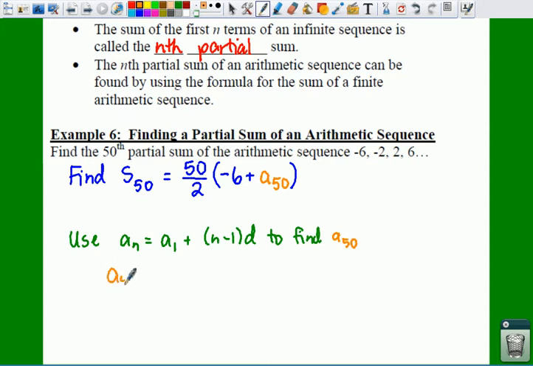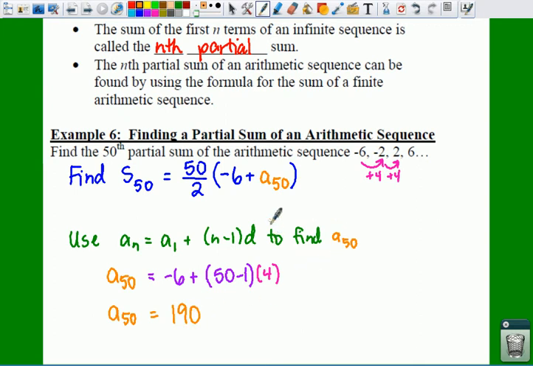If we want to find A sub 50, that means A sub 50 is equal to your A sub 1, which is your first term, -6, plus n minus 1 times your common difference. How many terms are you looking for? Your n value is 50. Your difference in the given sequence is that you're adding 4 every time, so we put a 4 right here. You can simplify all this, and you should get 190. Anybody get 190? I hope. Good deal.